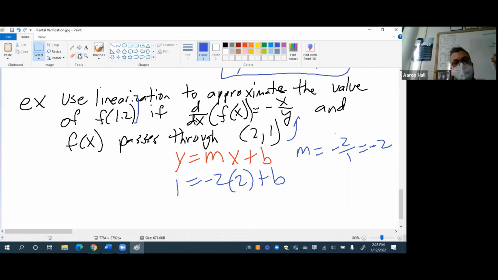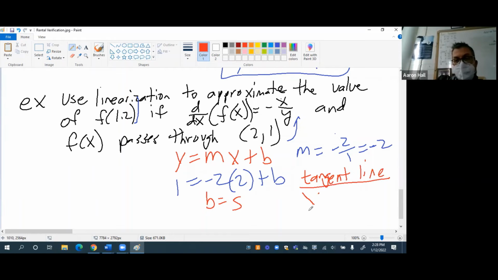What is b? Well, we did it by itself, so -2 times 2 equals -4. Then we add 4 on each side. We get 5. Yeah, b equals 5. So our equation, our tangent line, is y equals -2x plus 5. Yep, there you go.